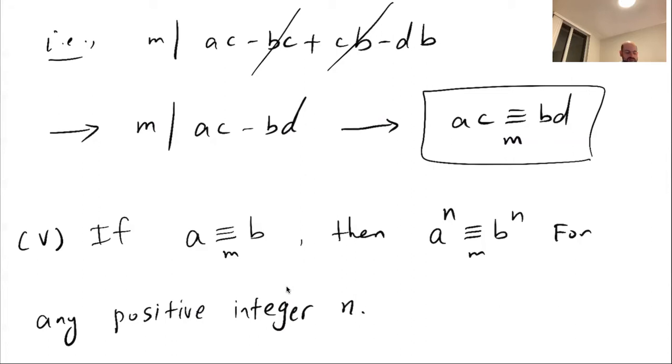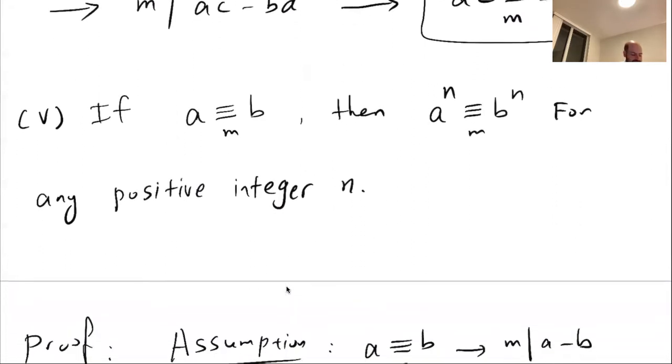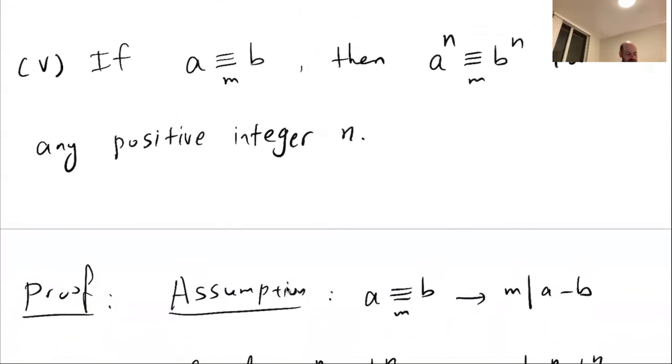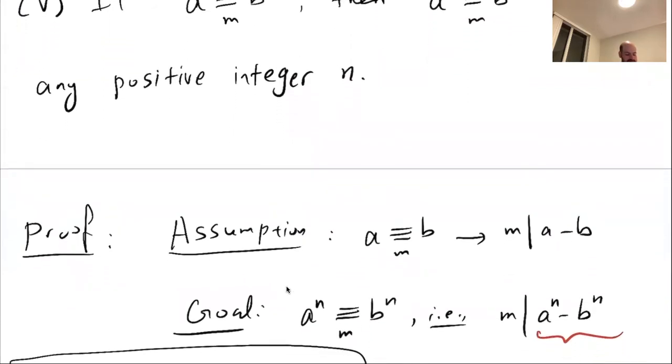Okay, so let's see how we can prove this. Again, I wrote down the assumption here. We have only one assumption here, and that is A is congruent to B mod M, which means M divides A minus B. And what is my goal? My goal is to show A to the power n is congruent to B to the power n, which means we want to show that M divides A to the power n minus B to the power n.